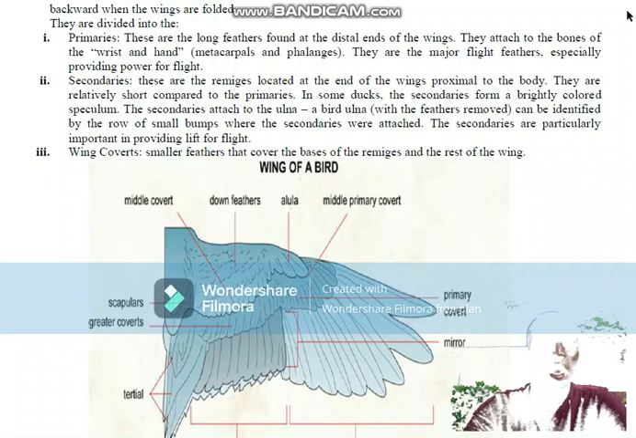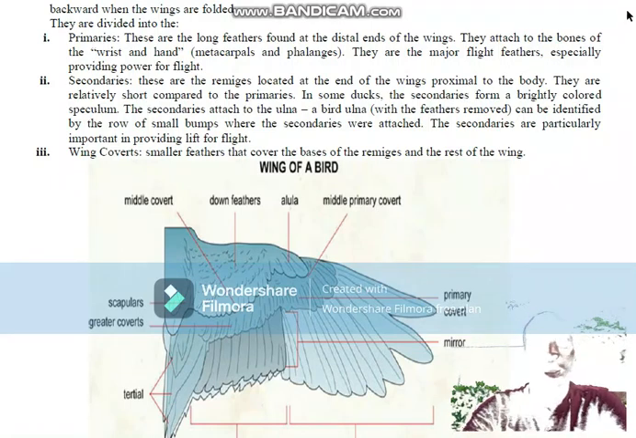Now secondaries, these are feathers located at the end of the wings, proximal to the body, and they are relatively shorter compared to the primaries. In some ducks, the secondaries form a bright colored speculum. The secondaries attach to the ulna. The bird's ulna with feathers removed can be identified by the rows of small bumps where the secondaries were attached.